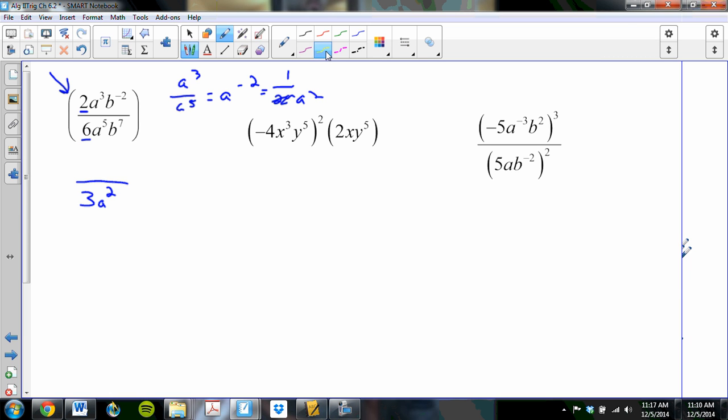And with that b to the negative 2, these negative 2 b's come down here and become positive. So it's like I have b to the 7th and b to the 2nd. So I really have b to the 9th. So on top I just have a 1. And that's how that would simplify. I have the a's deal with each other, have the b's deal with each other, have the coefficients deal with each other, and then put it all together.